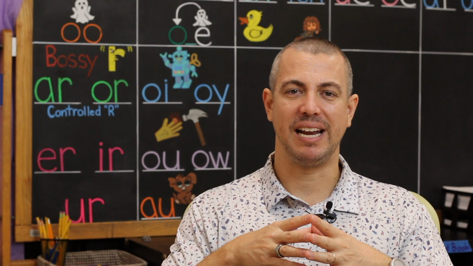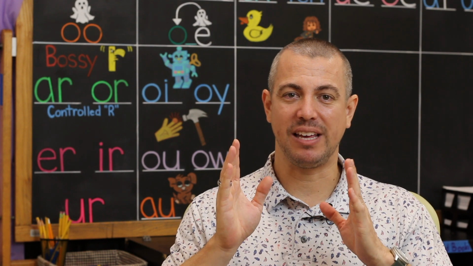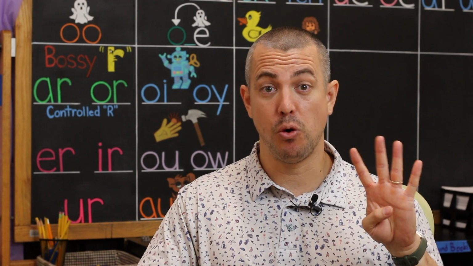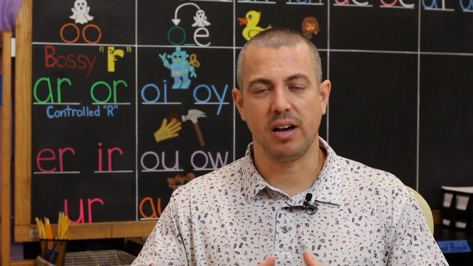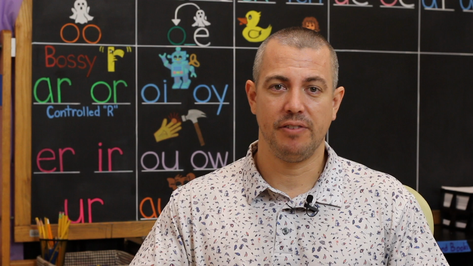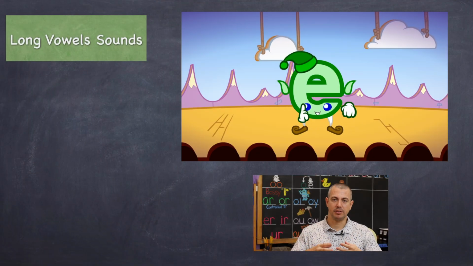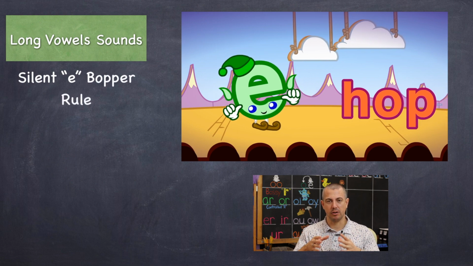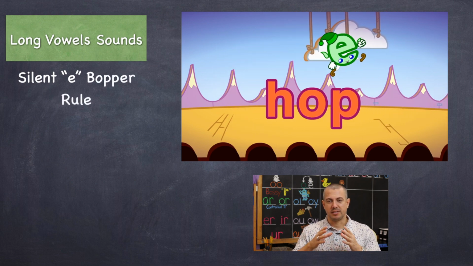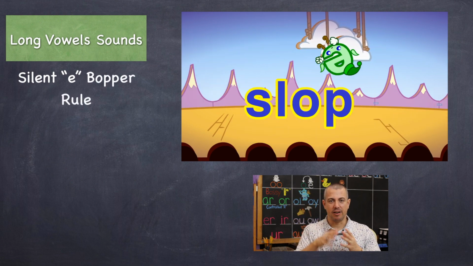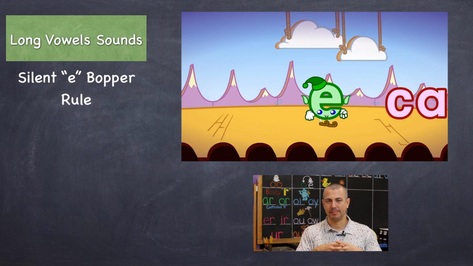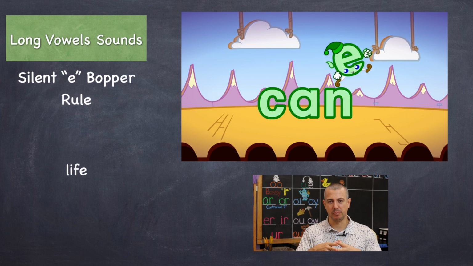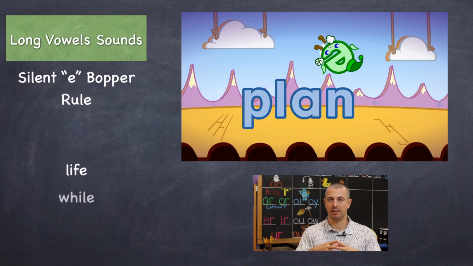Let me review the main idea. Grade 3, Week 3 spelling words from Moor. We are going to have 4 sounds that we will be covering in this week's words. The first one, long vowel sounds using silent E boppers. The rules for silent E boppers goes like this. The silent E jumps over the letter to make the vowel say its name. The 2 words that will be in this category will be life and while.